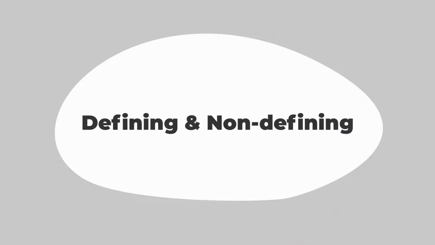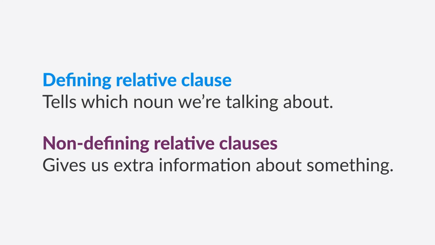Defining and non-defining. There are two types of relative clauses. A defining relative clause tells which noun we're talking about. A non-defining clause gives us extra information about something. Let's look at each type closer.